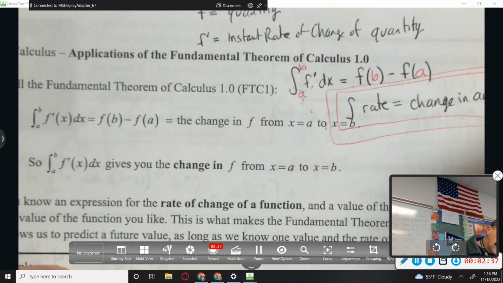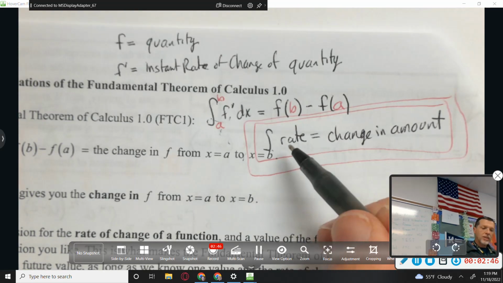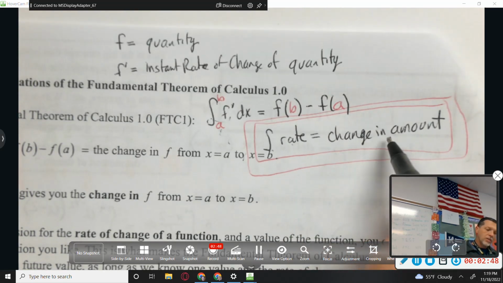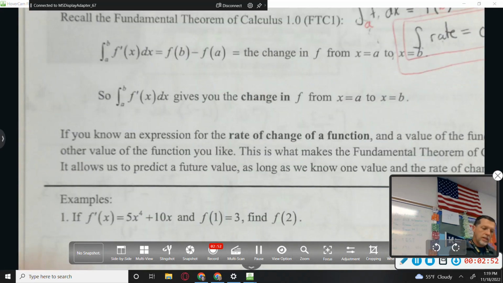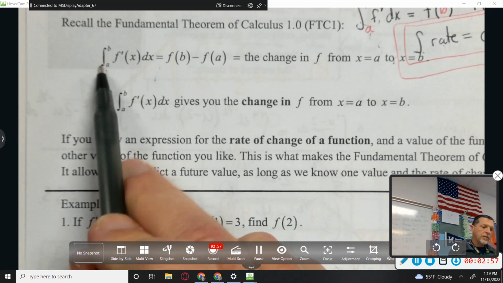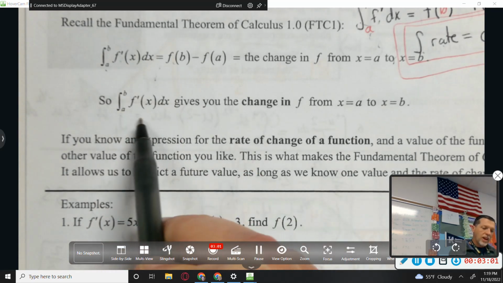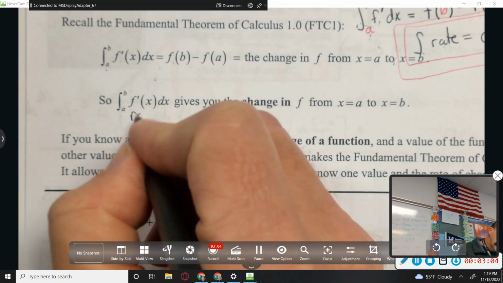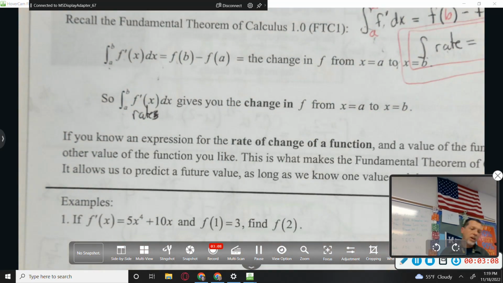That becomes a big, big deal for word problems. They're going to give you a rate and ask you for the change in amount. So you'll have to integrate the rate to get the change in the amount. That's where the notes pick up here. The antiderivative of f prime is f of b minus f of a. And what we just said, the integral of the rate gives you the change in the amount.